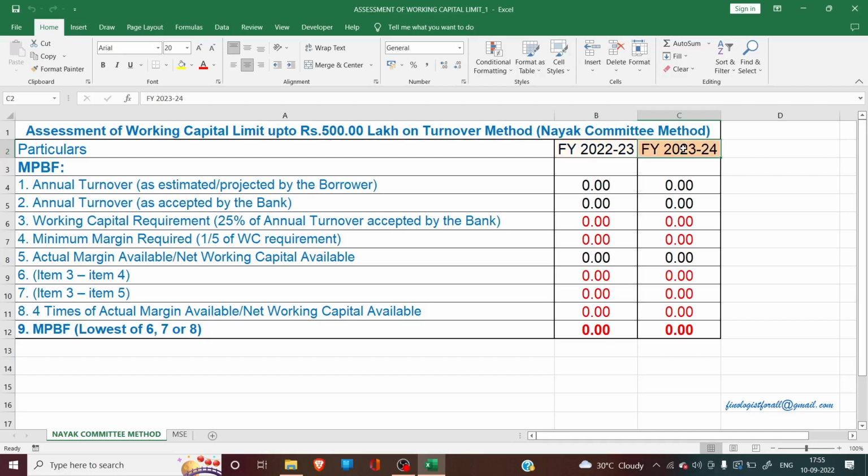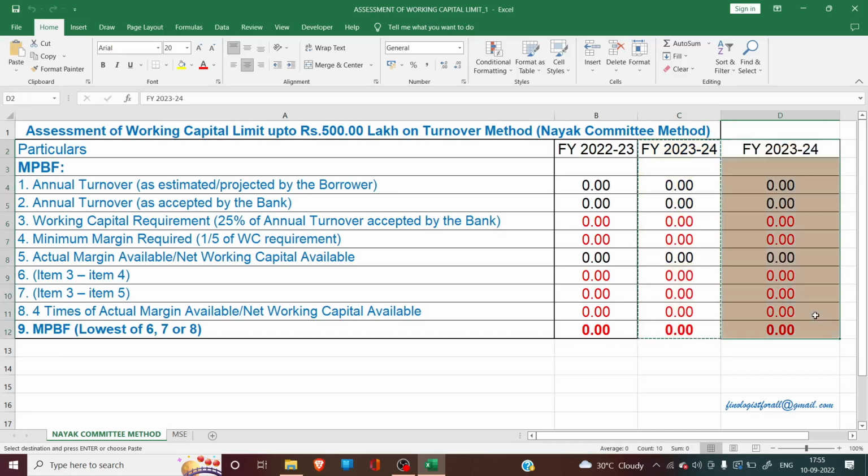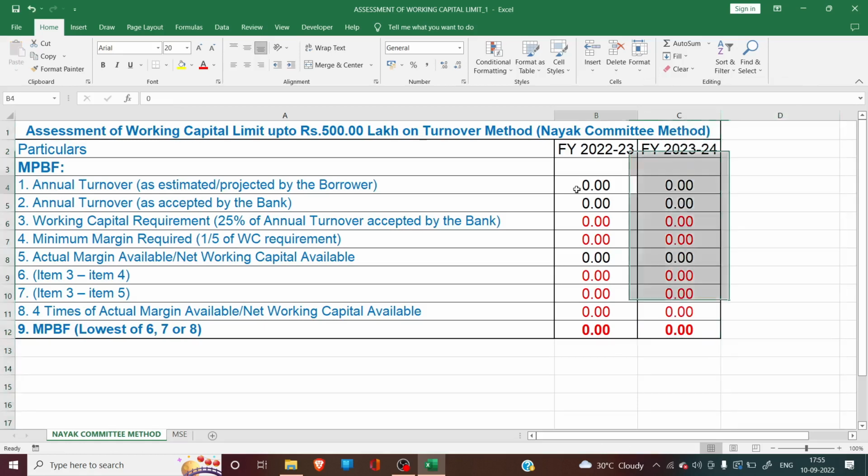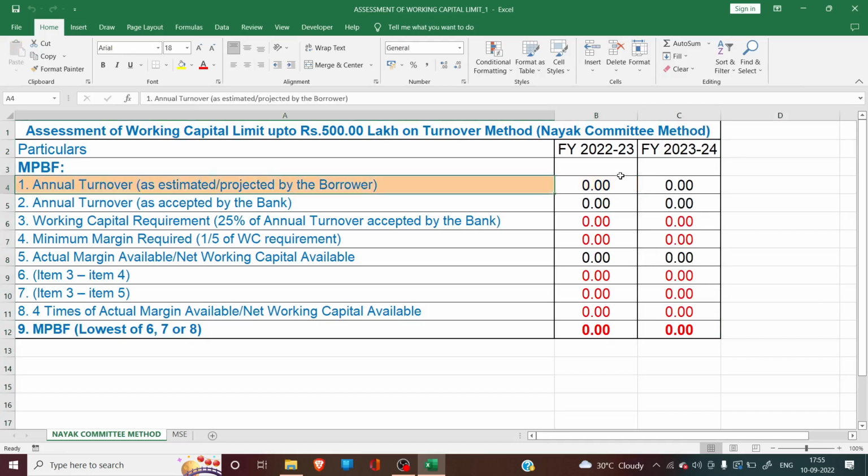Now, in case you need the sheet for extra years, then you can simply copy these cells and paste them over here so that you will get the additional cells for extra years if required. Let's start. Let me just delete this first. Okay, now we'll start.